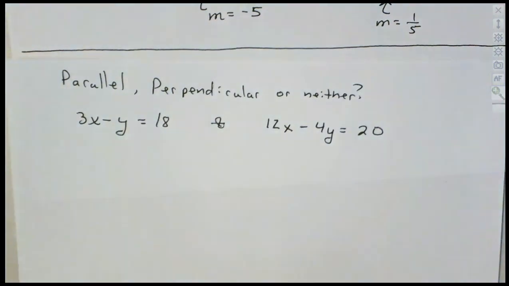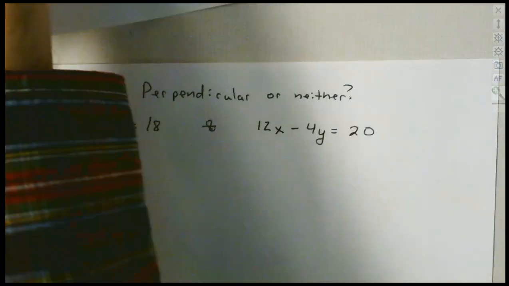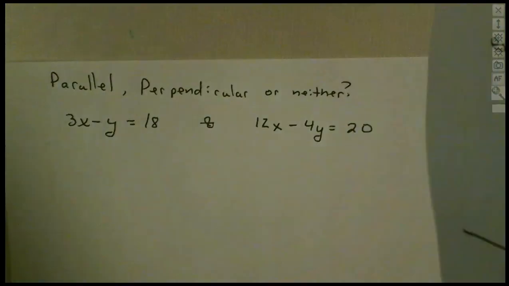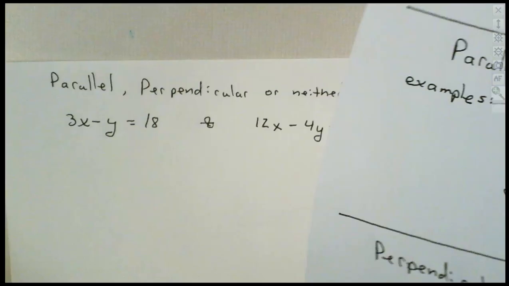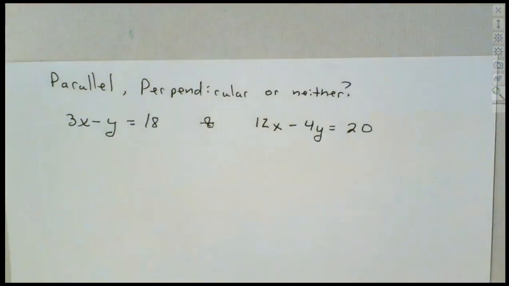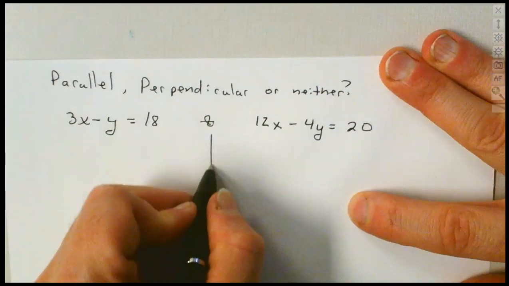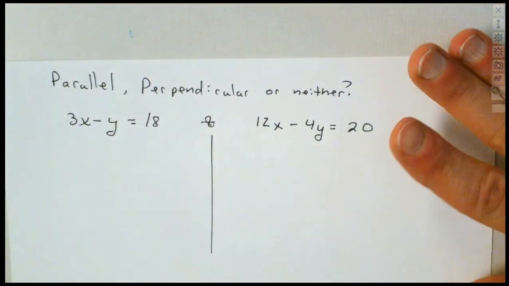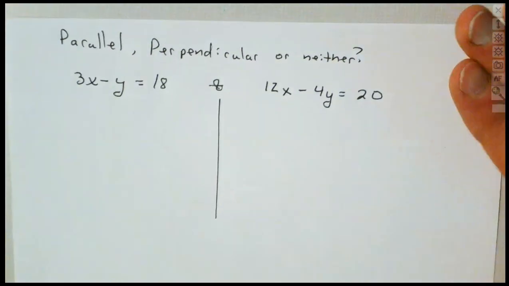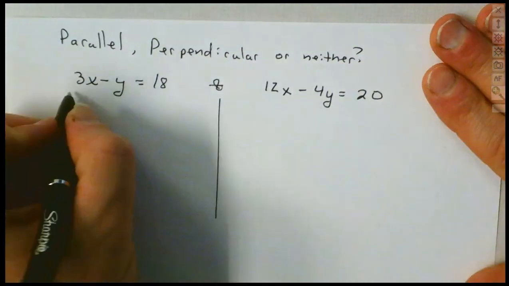Now, these are going to require us to do some algebra. On the examples that I gave you, they were already solved for y, so the work was already done. However, on these, we're going to have to solve each one for y, get the slope, and then compare them. So let's go ahead and do that. I'm going to separate my paper here. I'm going to do each one. I'm going to solve it for y so that I can get my slope.